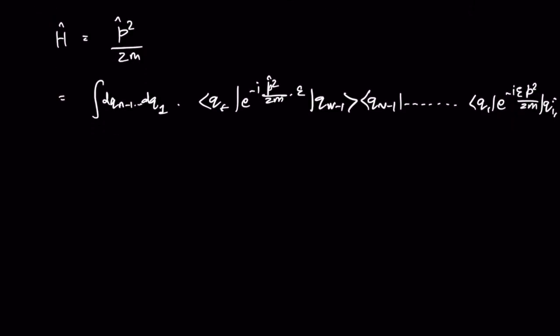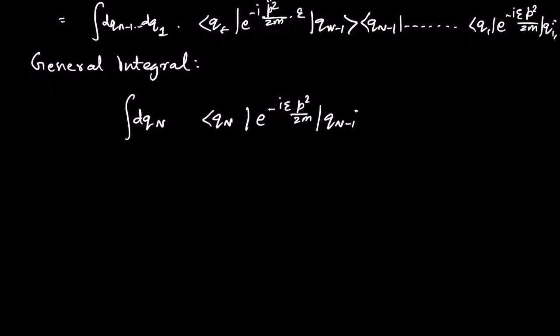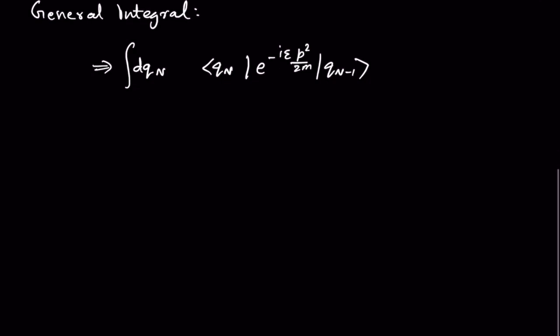Now, to solve this, we'll generalize this integral and form a general integral. We'll say it's the integral over dq_n, sandwiched between states ⟨q_n| e^(-iε p²/2m) |q_(n-1)⟩. This is the general integral that we want to solve here, which is repeated throughout the entire product of integrals.